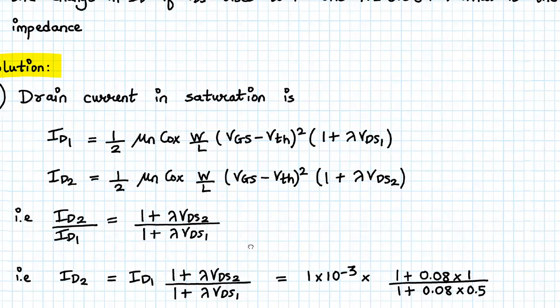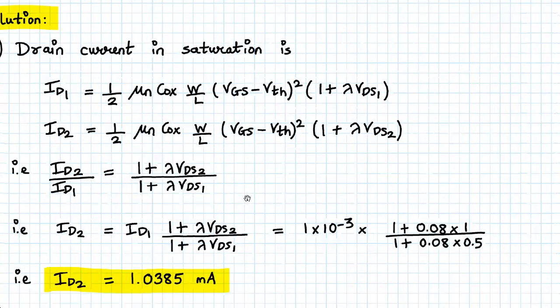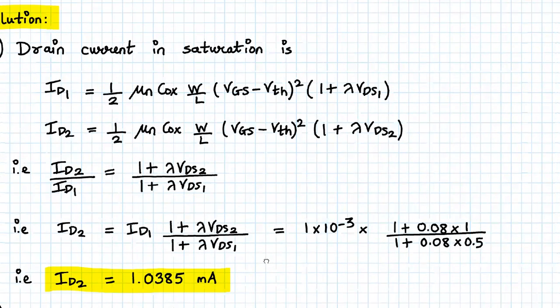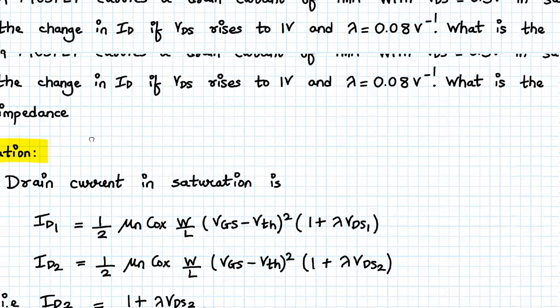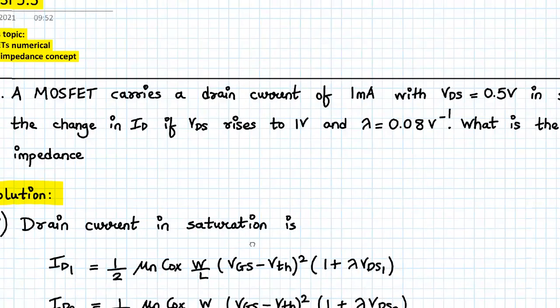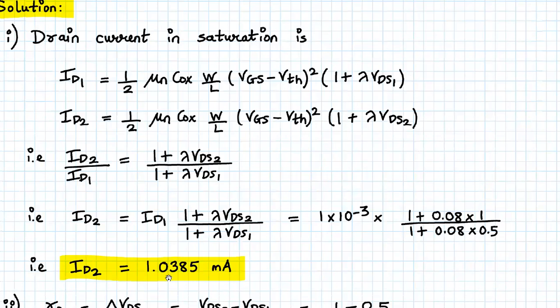1.03846. So the ID2 value is 1.0386 milliamperes. That is absolutely correct. So we have found the value of ID, but they are asking us to find the change in ID. They are asking the change in ID if VDS rises to 1 volt. So for VDS equal to 1 volt, the ID value is 1.0385 milliamperes. So that is the answer.